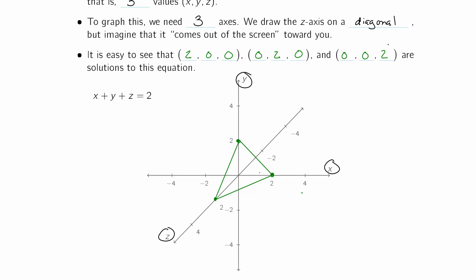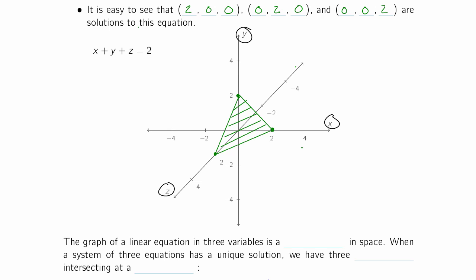I'm only working with the part right now where x, y, and z are all positive, because that's going to be easier to draw. What we end up getting, as far as x, y, and z all positive, is this sort of little triangular surface stretched out between those 3 points. And then we can just extend that into negative values of x, y, and z. And what we end up with is a plane in space.